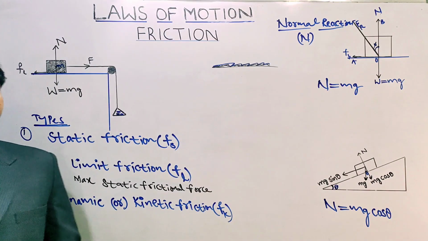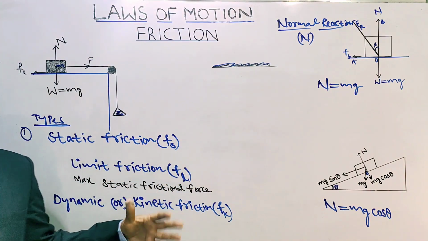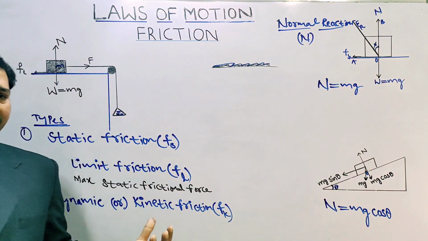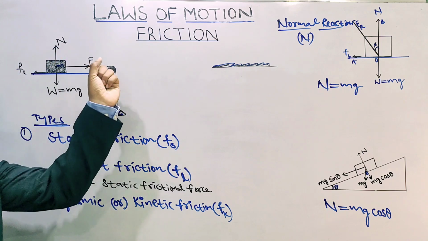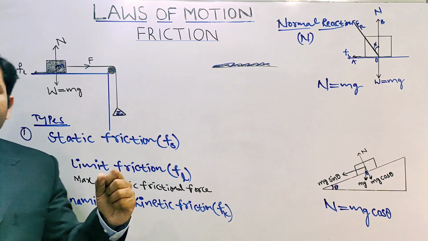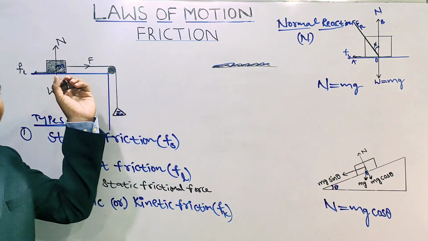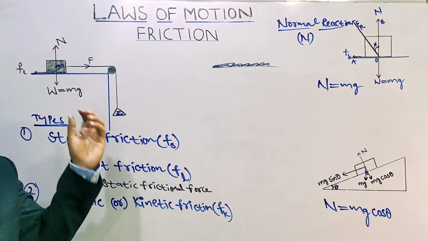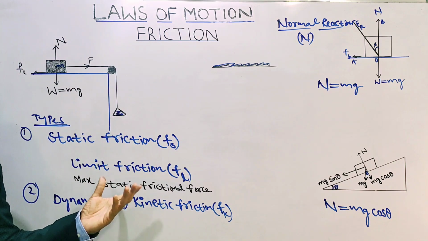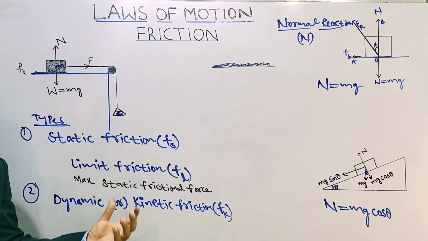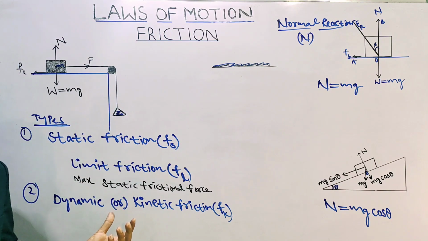Compared to static friction, this frictional force is less. Why? Because to set the body in motion we have to apply more force. Once the body is in motion, we can easily drag it. That is why static friction is more than kinetic friction.